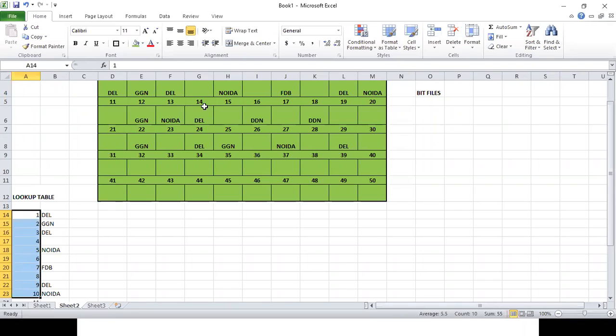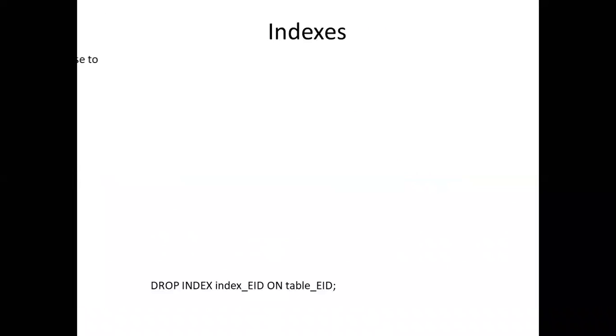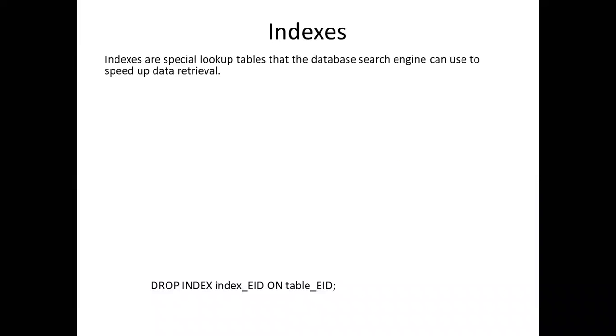Is it clear? Right. So these lookup tables are known as indexes. Now, coming back to the PPT. So what is an index? Indexes are special lookup tables that the database search engine can use to speed up data retrieval. So do you agree that it will be much more convenient for SQL to search the data in that manner? Right? So obviously it will speed up the data retrieval. Correct?